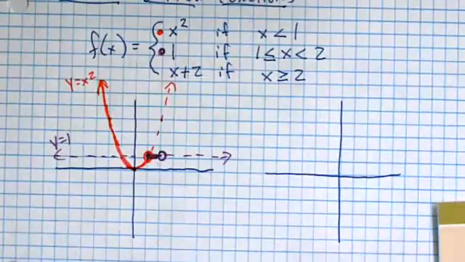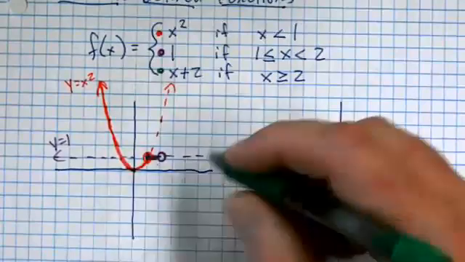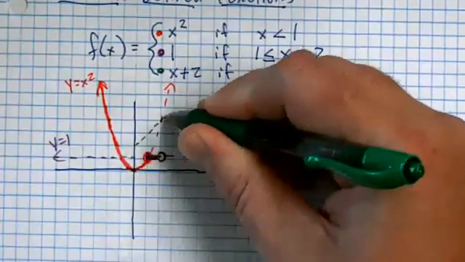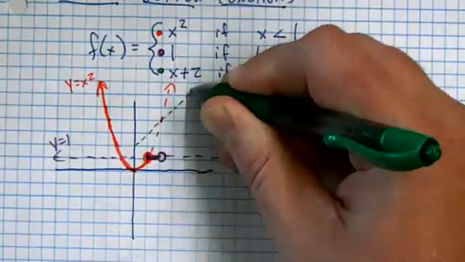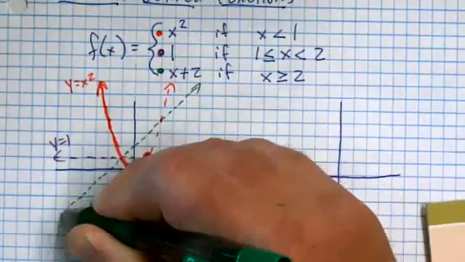And then our final piece is going to be the function y equals x plus 2. So that has a slope of 1, a y-intercept at 2. So draw that in, again, dashed. And we'll come back in and darken the piece that we're interested in.